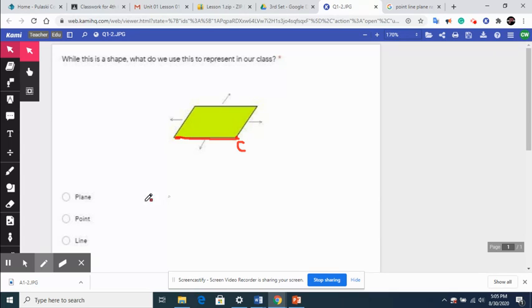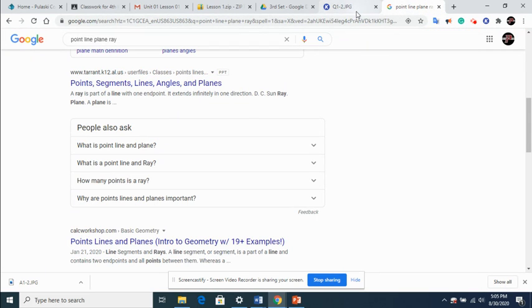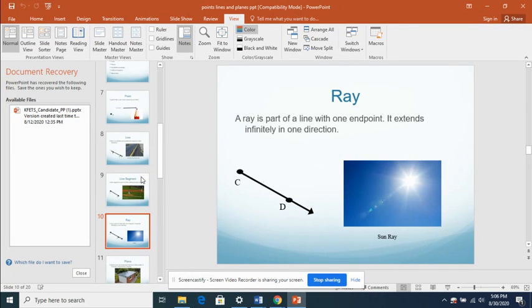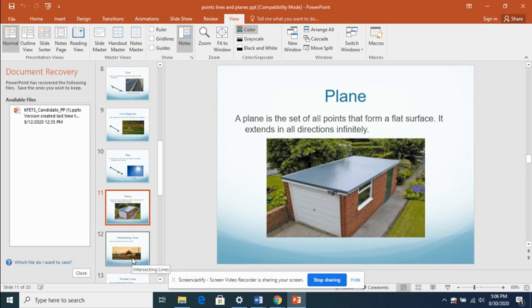So last but not least, let's look at answer choice A, which is plane. Let's define plane. Great example here. A plane is the set of all points that form a flat surface. It extends in all directions infinitely. Perfect picture here. Look, here's the top of a roof. It's flat. It has endpoints.